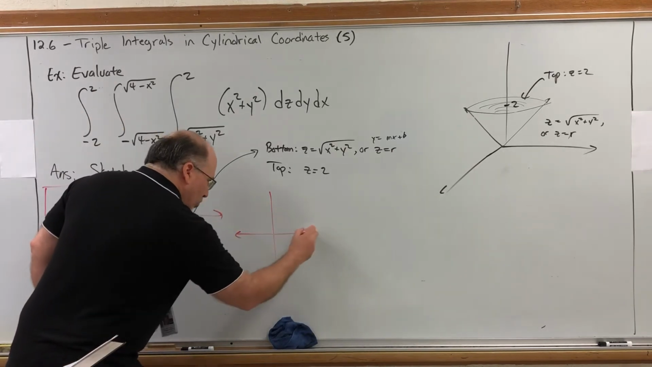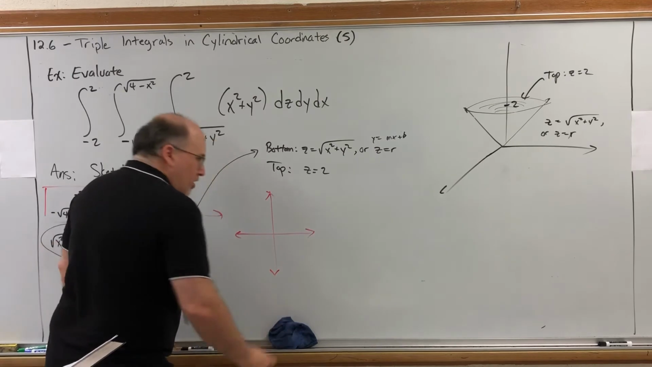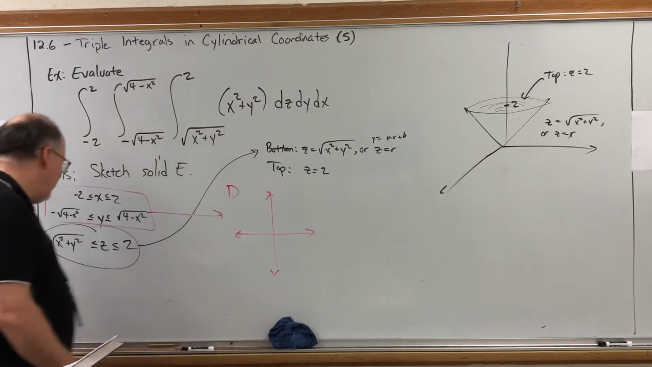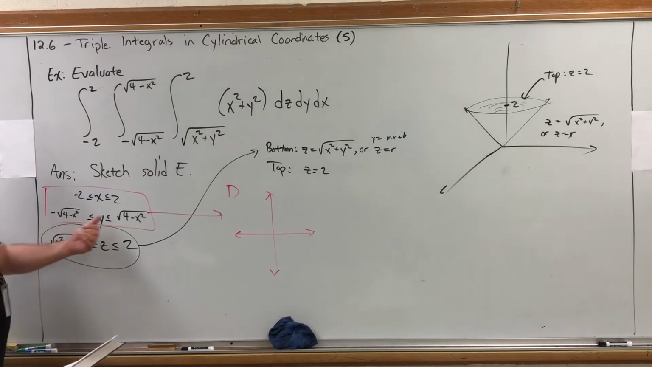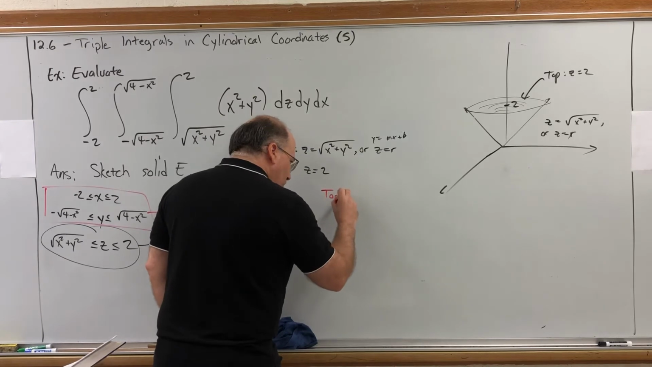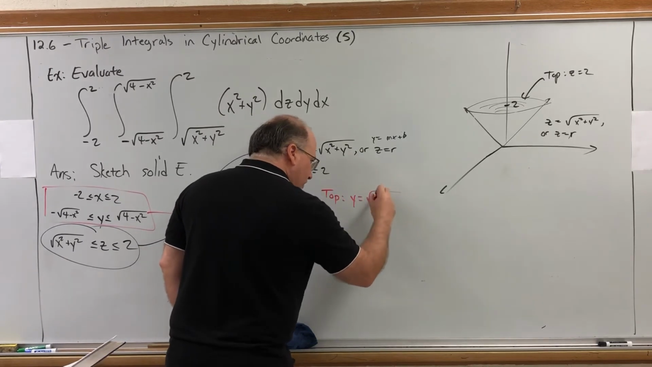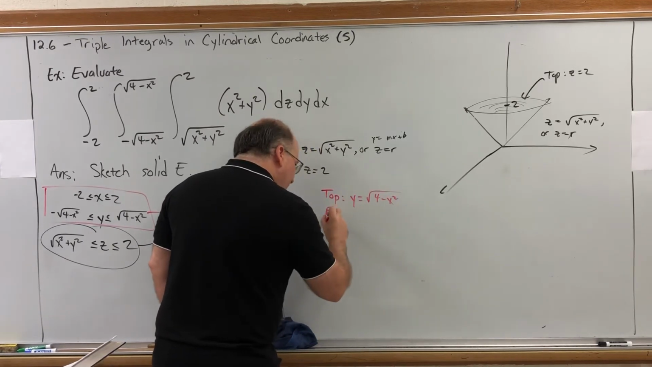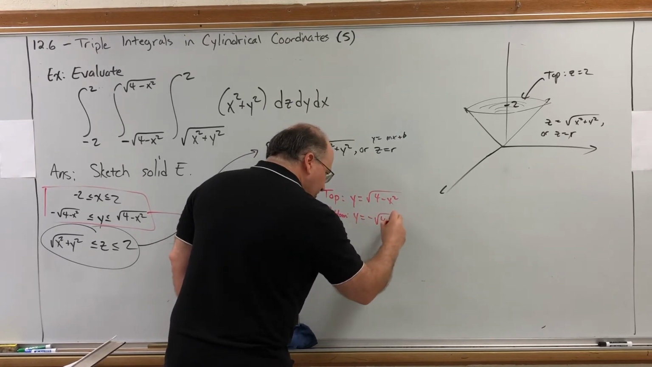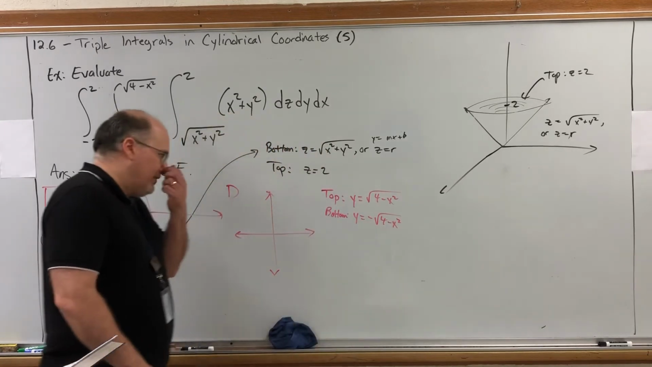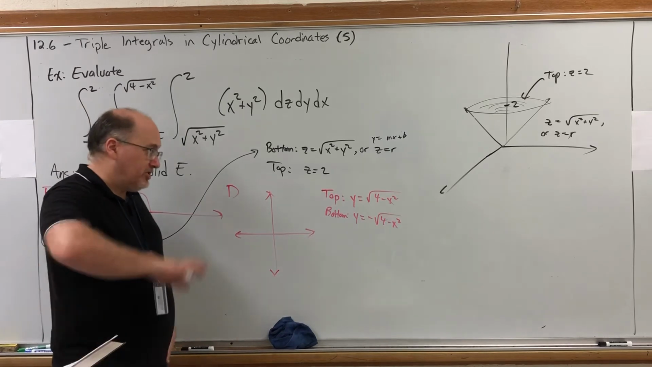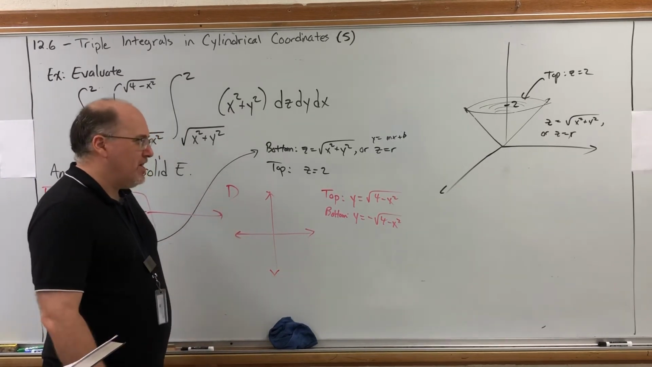The bounds in the xy plane will give us the region over which we evaluate the double integral, in other words, the region D. So the equations on the bottom and the top are very similar, except one has a negative. y equals the square root of 4 minus x squared, and the bottom is y equals negative square root of 4 minus x squared. What do those graphs look like? Well, the answer is they're both semicircles. The top one is the top half of the circle, the bottom one is the bottom half.